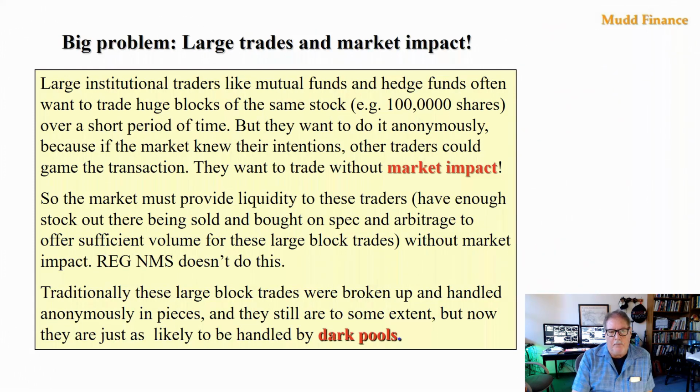Now I'll read what I have written here. Large institutional traders want to trade huge blocks of stock over a short period of time, but they want to do it anonymously because if the market knew their intentions, traders could game the transaction. They want to trade without having market impact. So the market has to provide liquidity to those traders somehow. They have to get the stock out there and try to keep it a secret.